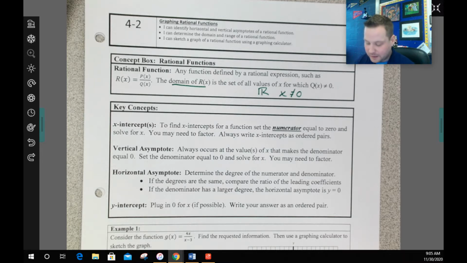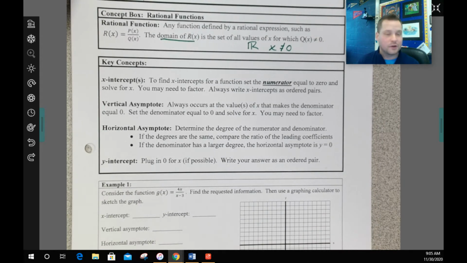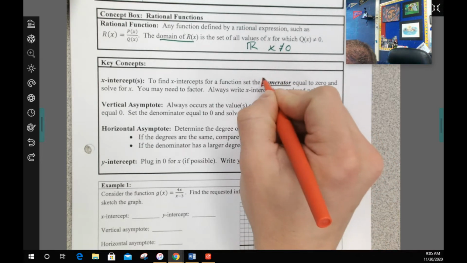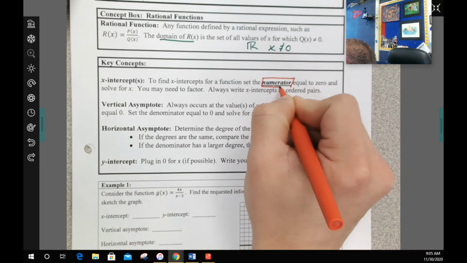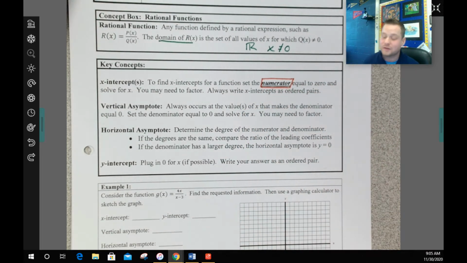A couple other key concepts here. We have x-intercepts. You already know what an x-intercept is. It's where the graph crosses the x-axis. The big takeaway for this is that your x-intercept goes with the numerator. Okay, so x-intercepts go with the numerator. You take your numerator, set it equal to 0, and then solve. You may need to factor to do that.